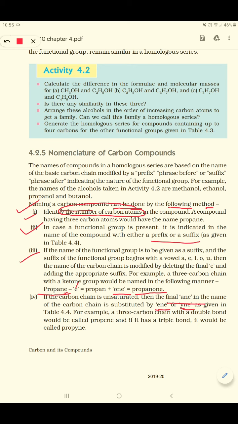For naming functional groups, students, we consider double bond and triple bond also as a functional group. Now the next is naming functional group. So for that you have to watch the video.